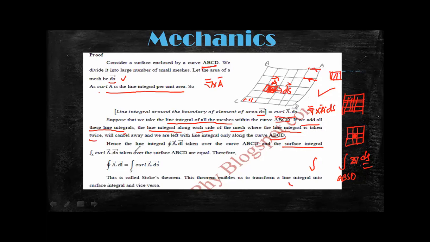So this is equal to the surface integral taken over the surface of ABCD. First we take all the line integrals and add them to get the entire surface area.